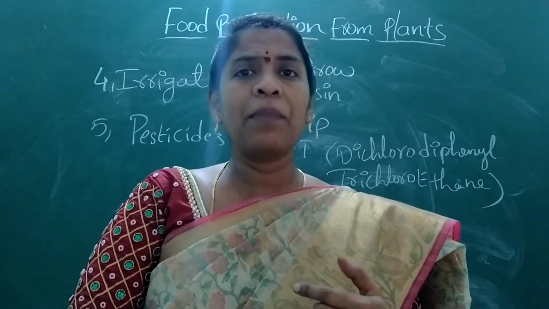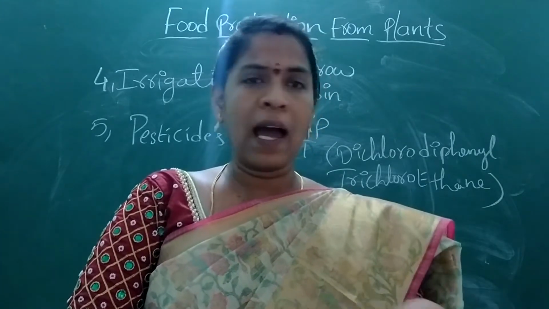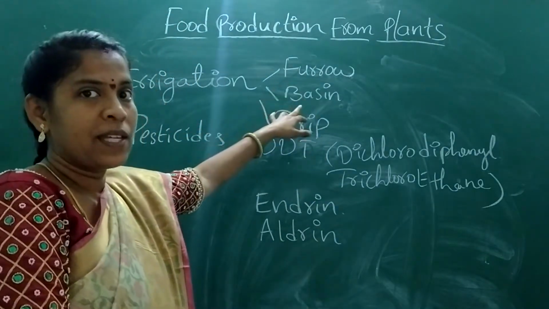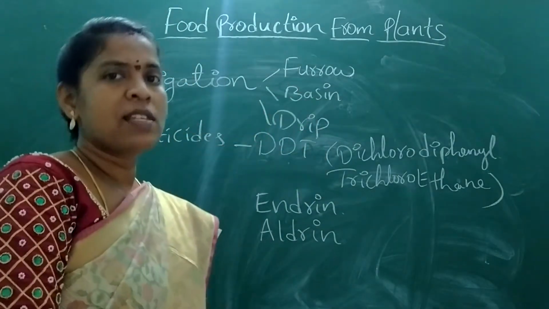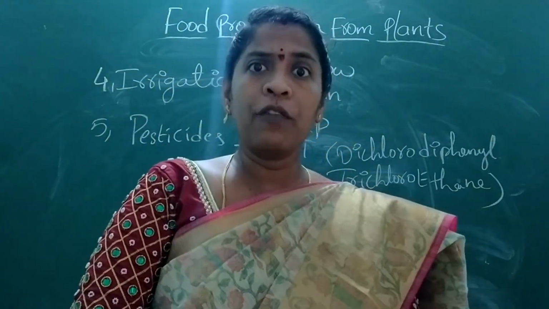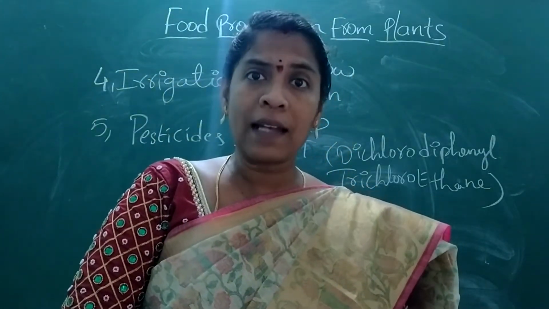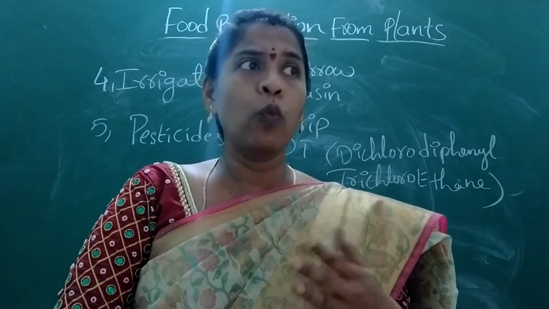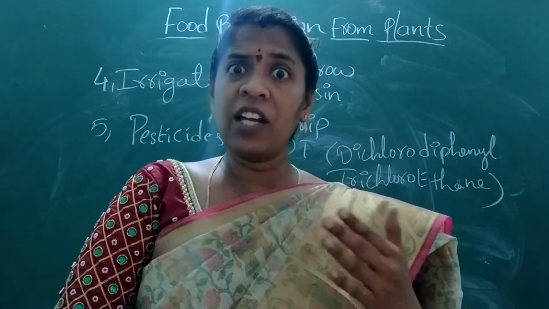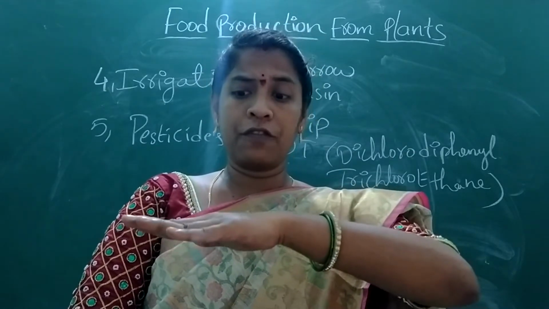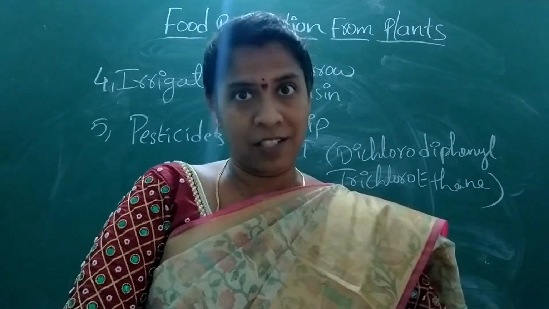Basically, for some plants, they leave the land flat and provide basin irrigation. First I'll go with basin, then furrow. Basin, for example, the base should be flat. For which crops will the base be flat? For rice plants, wheat, and even maize, the soil surface is flat.